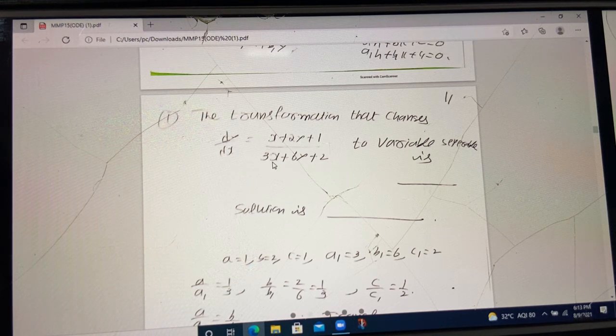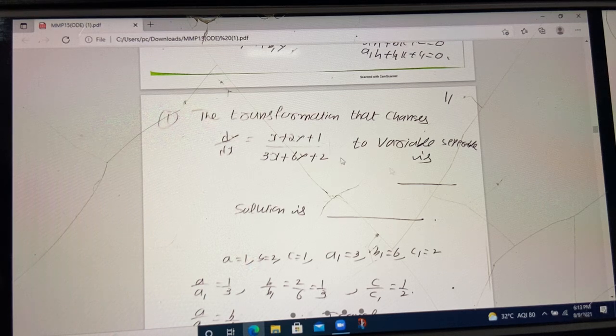First we have to see whether a by a1 equals b by b1 or not. Here it is not homogeneous because constants are there. If a constant is present either in the numerator or in the denominator, then we say it is non-homogeneous. Then is a by a1 equal to b by b1? 1 by 3, 2 by 6 means 1 by 3. Same. Therefore, a by a1 equals b by b1. So the transformation we have to apply is ax + by = v, that is x + 2y = v.